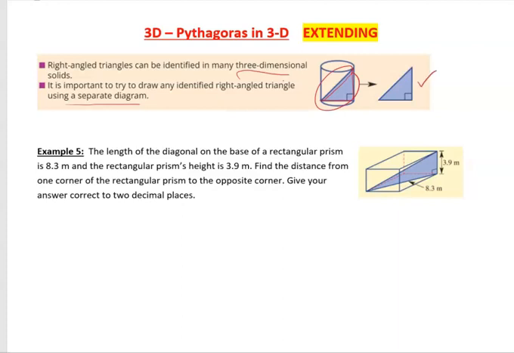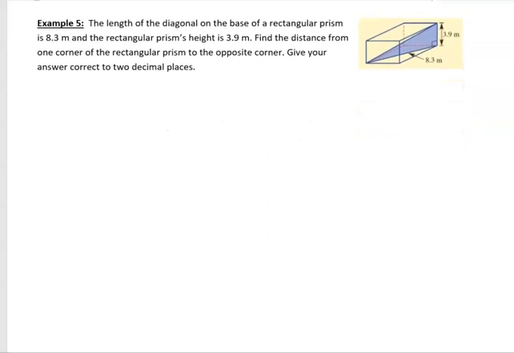So I have an example here. The length of the diagonal on the base of a rectangular prism, that's a lot of words. So you can see our prism there is 8.3. So if I just color this in, we've got 8.3. So let's take him out and put him out here in space. That is 8.3, and it happens to be meters. And then the height is 3.9, and you can see that here. So I'm going to extrapolate that, take it out of here, and we'll call that 3.9. So we know two of the sides already. I think you can tell where this is going.